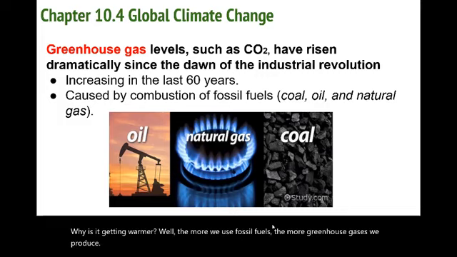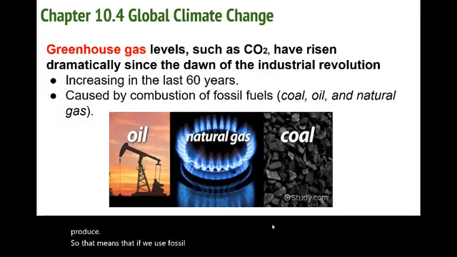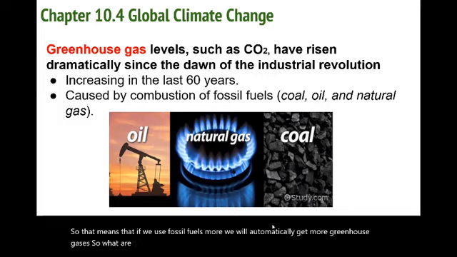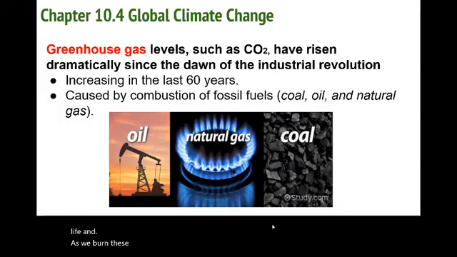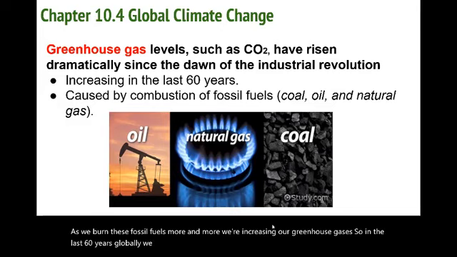So that means that if we use fossil fuels more, we will automatically get more greenhouse gases. So what are the fossil fuels? Well, they are coal, oil, and natural gas. Every single one of us depends on coal, oil, and natural gas for our daily life. And as we burn these fossil fuels more and more, we're increasing our greenhouse gases. In the last 60 years, globally, we have all been using more fossil fuels, which has led to more greenhouse gases being released into the atmosphere.